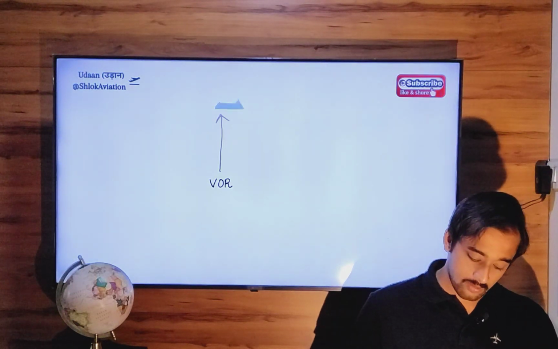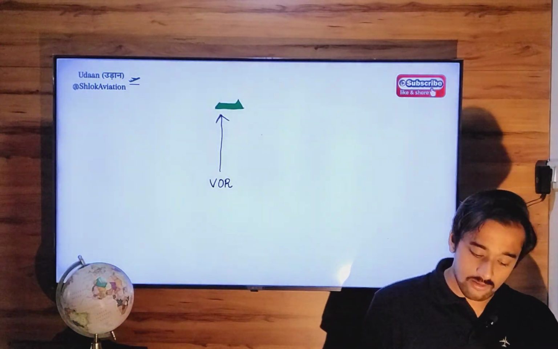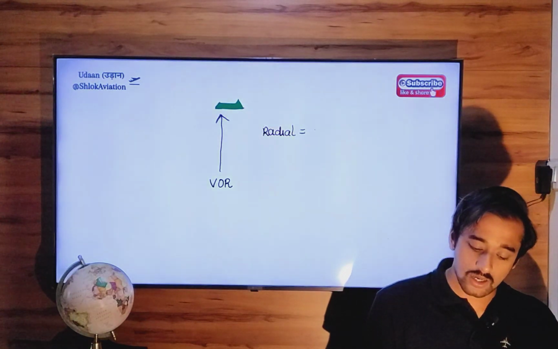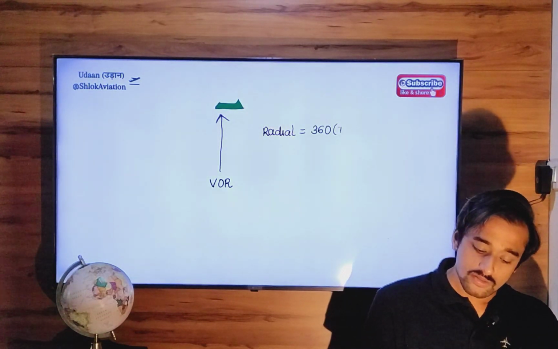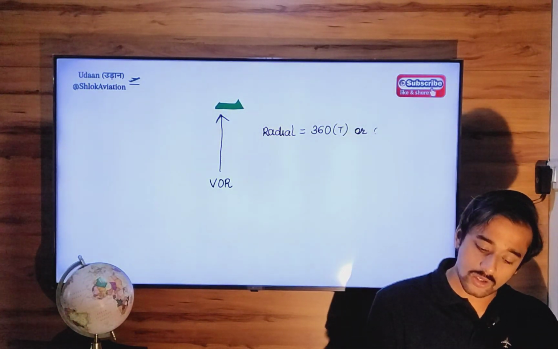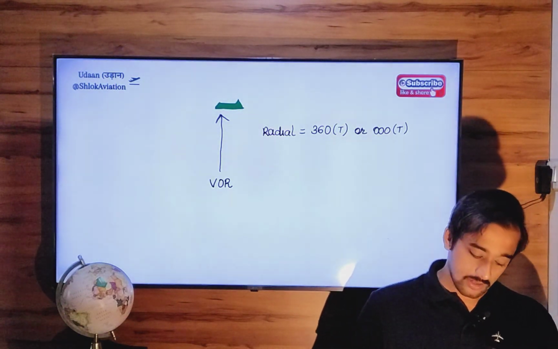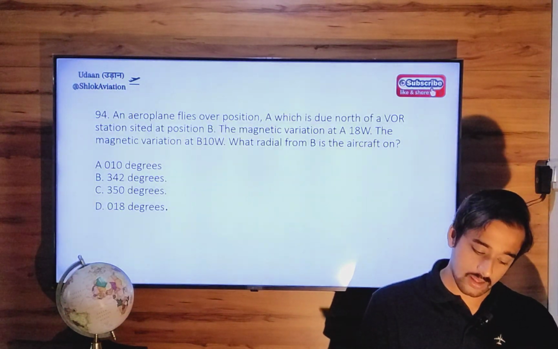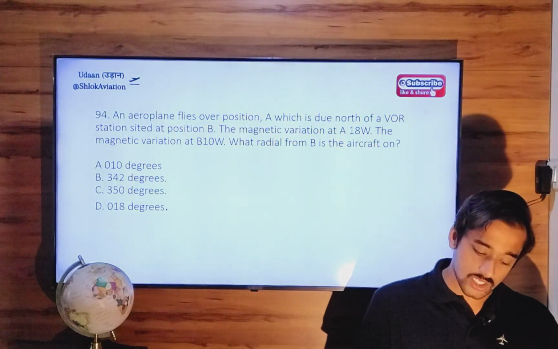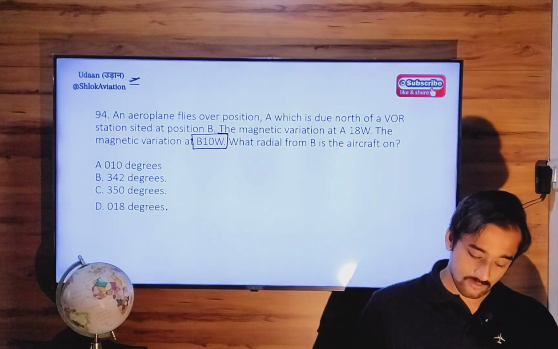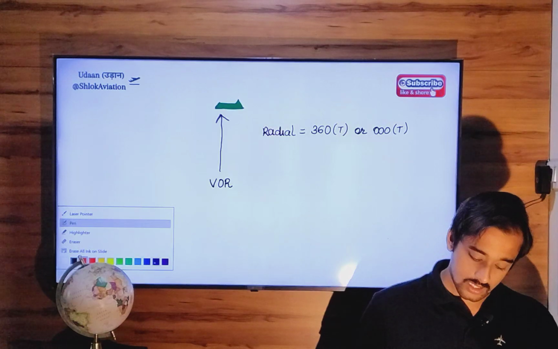So the radial will be 360 true or 000 true. Now you have to apply variation which is at VOR station. So at VOR station the variation is 10° west, right? So variation west, magnetic will be best.